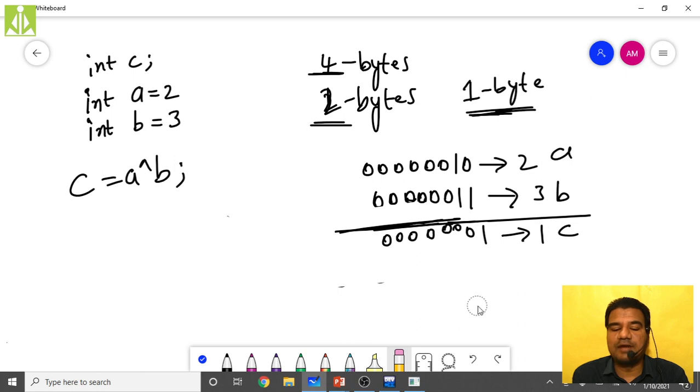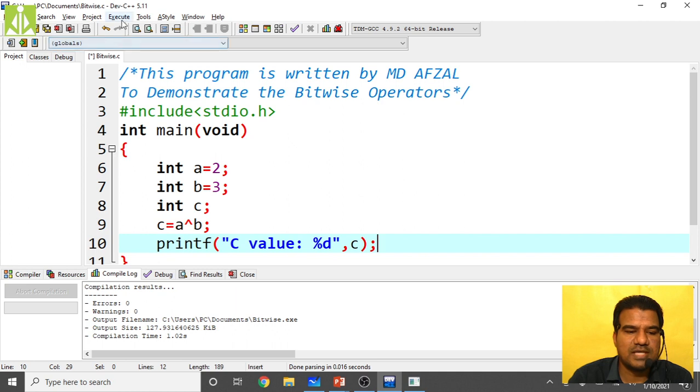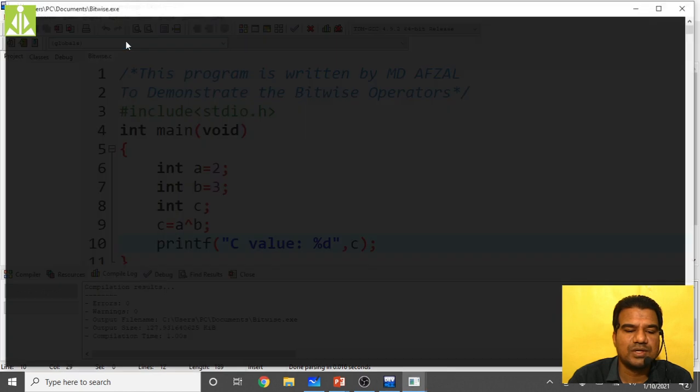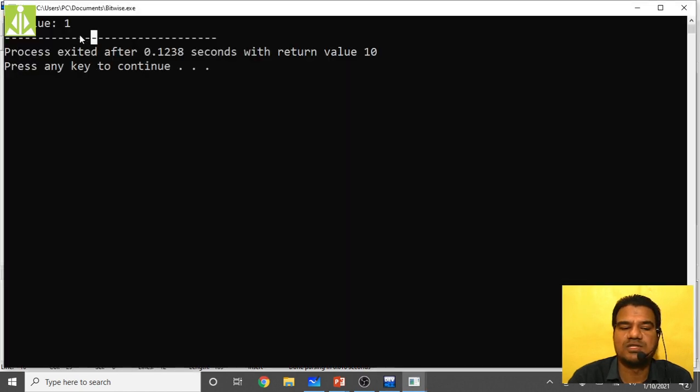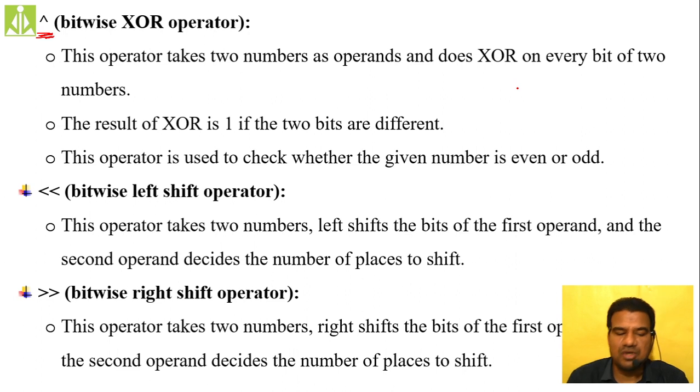Quickly we apply and see whether we get the same result in our compiler. What symbol do you have to change? Here instead of bitwise OR, you have to put bitwise XOR. Simply save this and compile. Then execute. See here, 1 we got, as we expected. In this way you can analyze the functionalities of all bitwise operators.